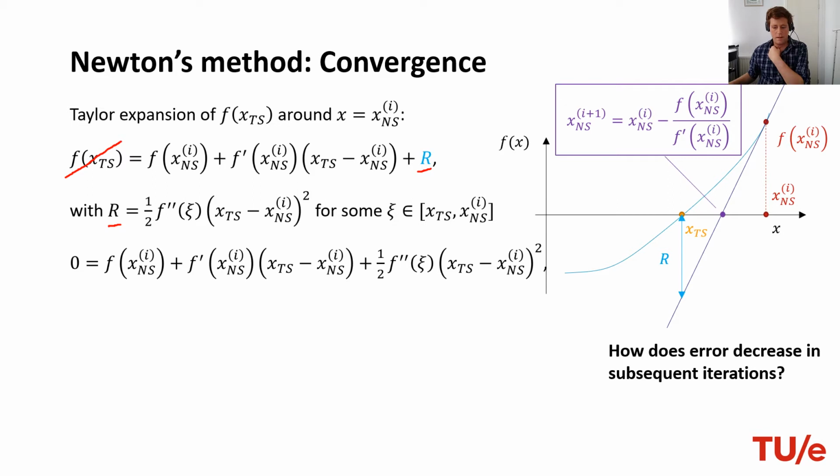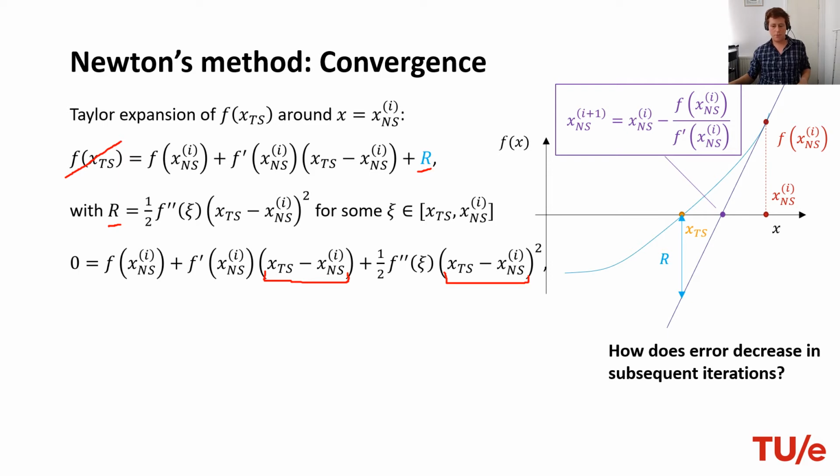And what do we see? Well, we start seeing terms that look like errors. So clearly this term, and this term, that is basically the error that we have in iteration i. So that's the distance between the true solution and the numerical solution.